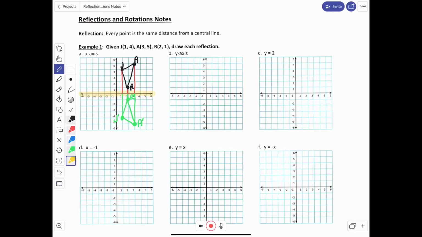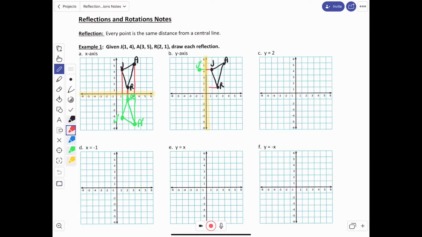Now reflection across the y-axis. If we get JAR back on our graph, here's J, A, and R. This time we're going horizontally. J is 1 unit away, so we would go 1 unit away this way. So here's J prime.